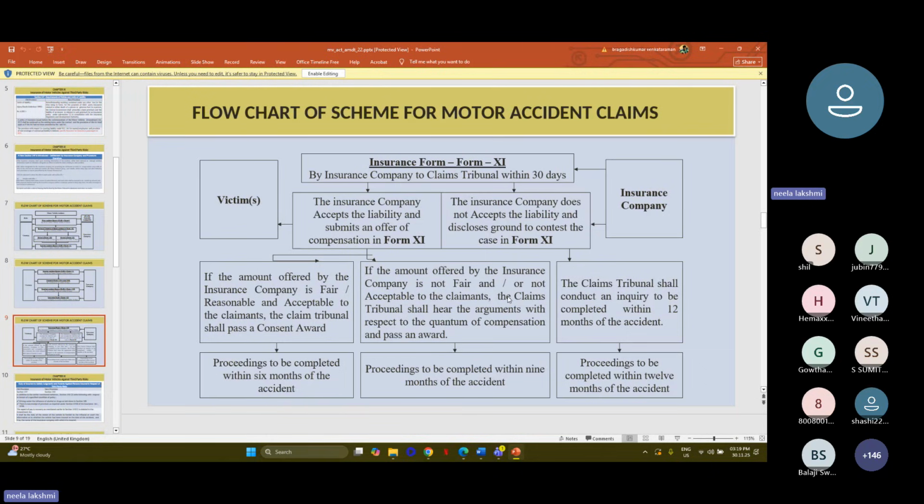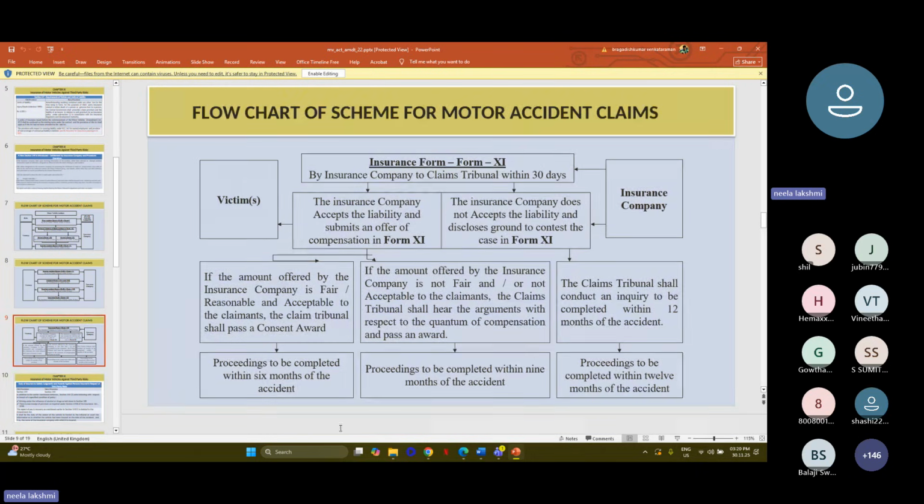In case the company does not accept the liability, it has to furnish the details of why the company is not accepting its liability and on what basis it is going to contest the case. Those details have to find place in the Form 11. In the other two cases, the company has to state with what amount it is ready, the offer amount made to the claimant, and it has to be filled in the Form 11. Okay, this is very, very important.